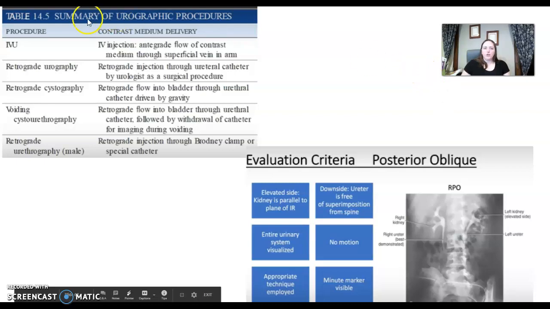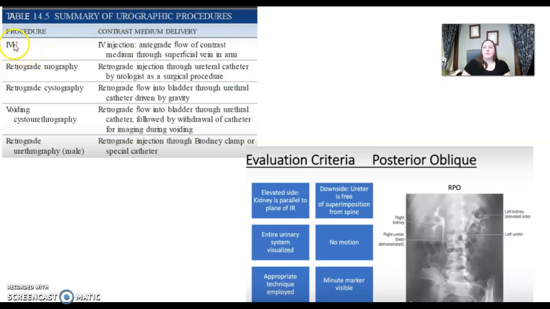This was just a nice chart that I had found of the procedures and then the contrast medium delivery specified. So for a voiding cysto, it's a retrograde flow into the bladder. The retrograde urethrography is retrograde injection through a clamp or specialized catheter. The IVU is the IV injection. It's the antegrade flow. So antegrade versus retrograde, review those terms.